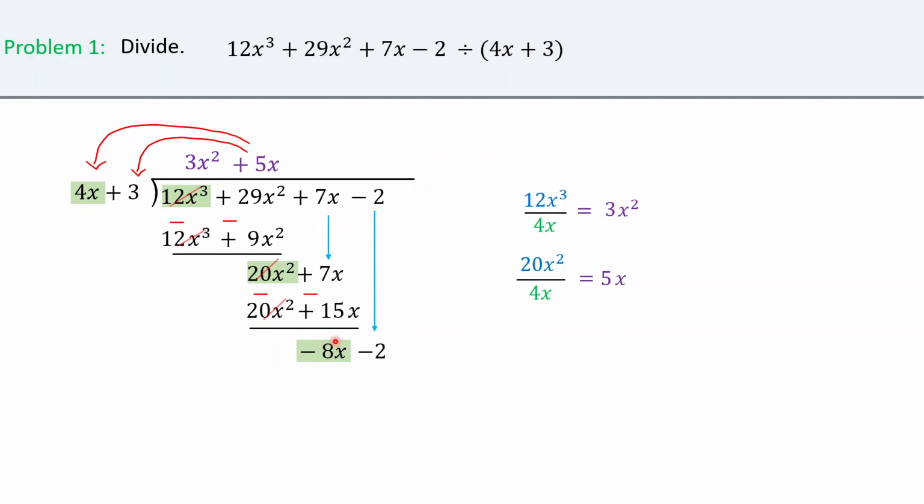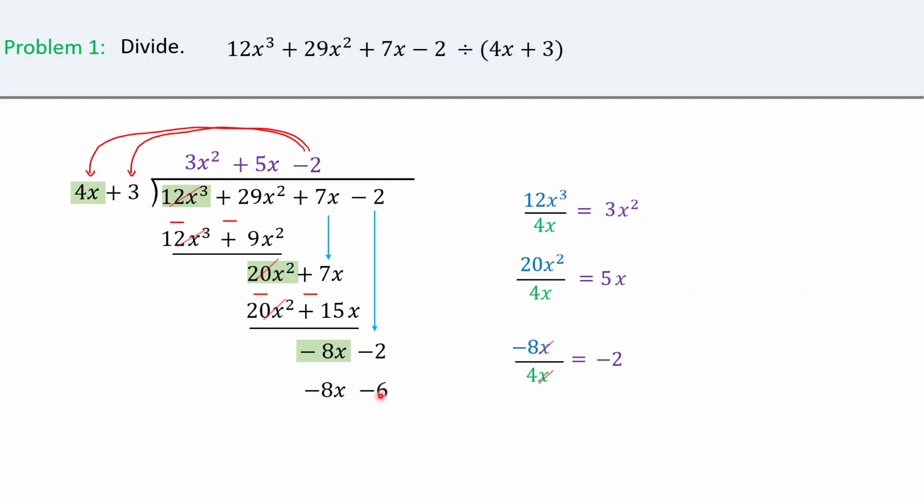Now take this first term and divide by 4x: negative 8 divided by 4 is negative 2. Cancel out x and x. Add this here. Next multiply negative 2 and 4x. You get negative 8x. Now multiply negative 2 and positive 3. You get negative 6.